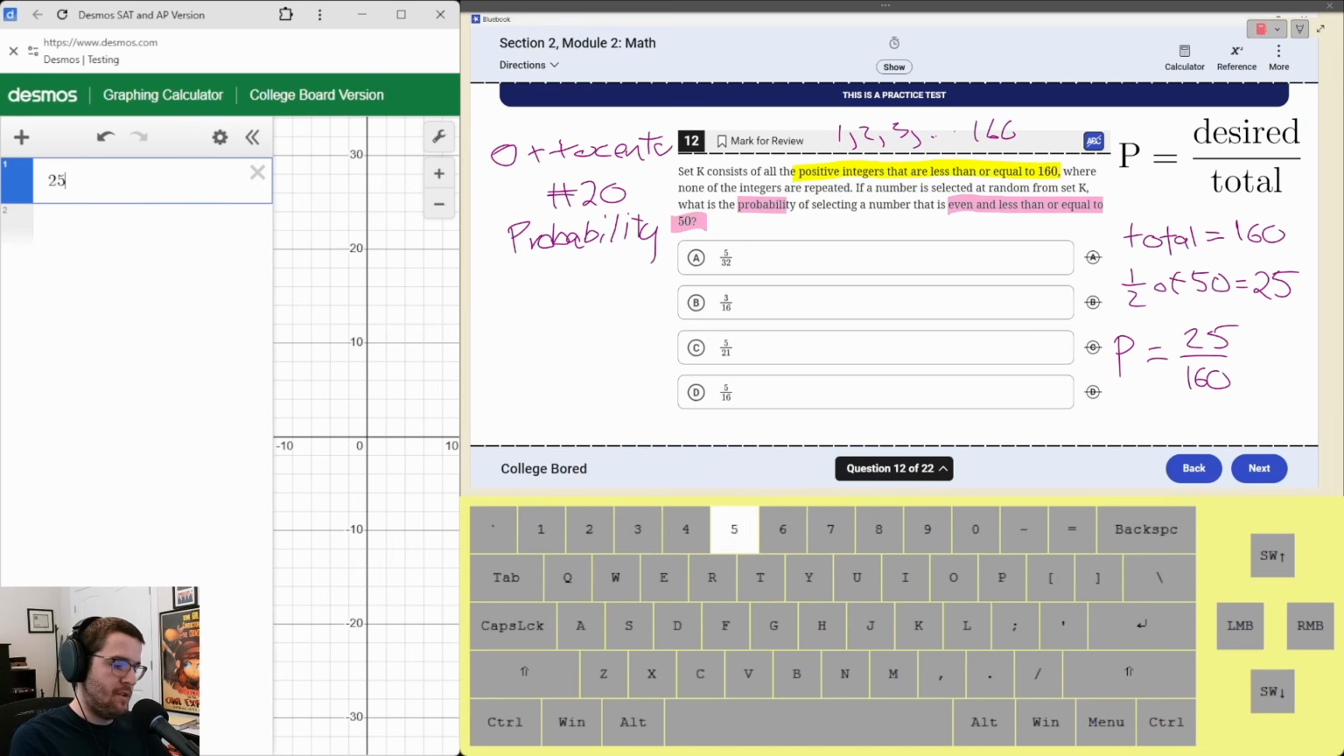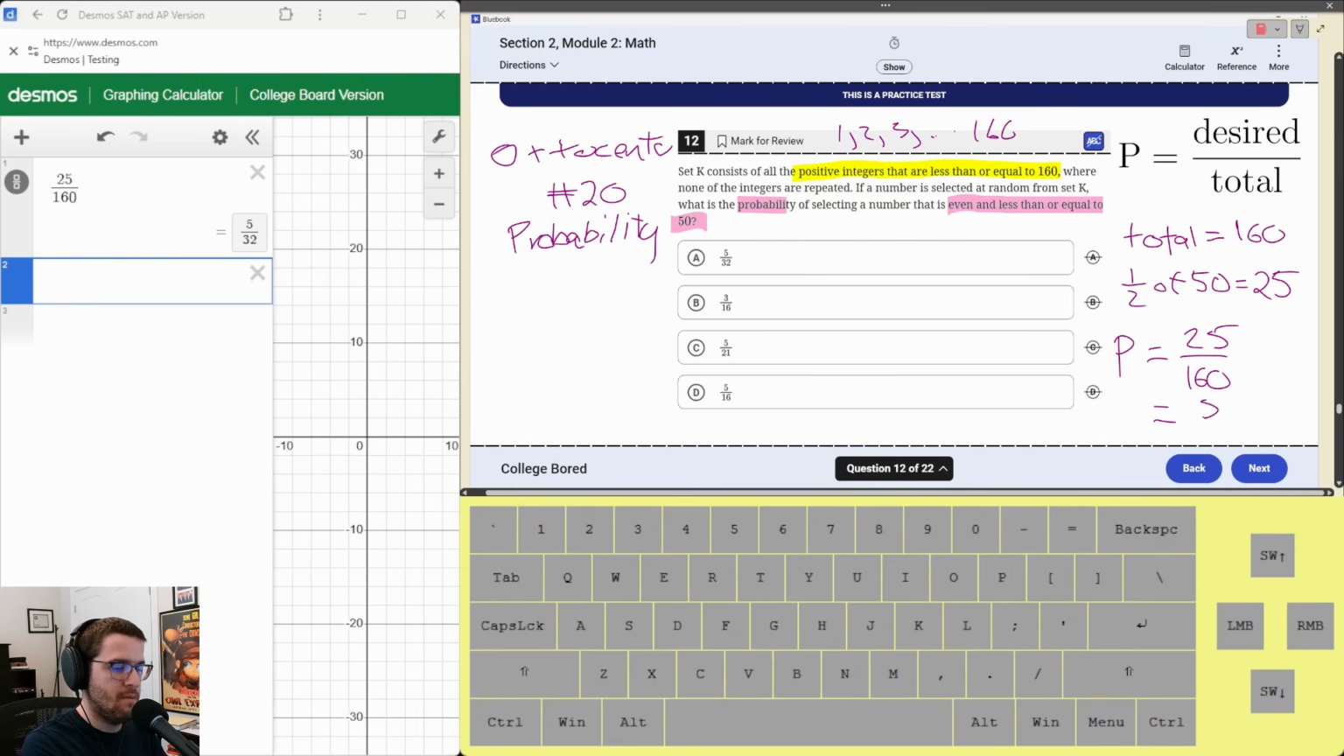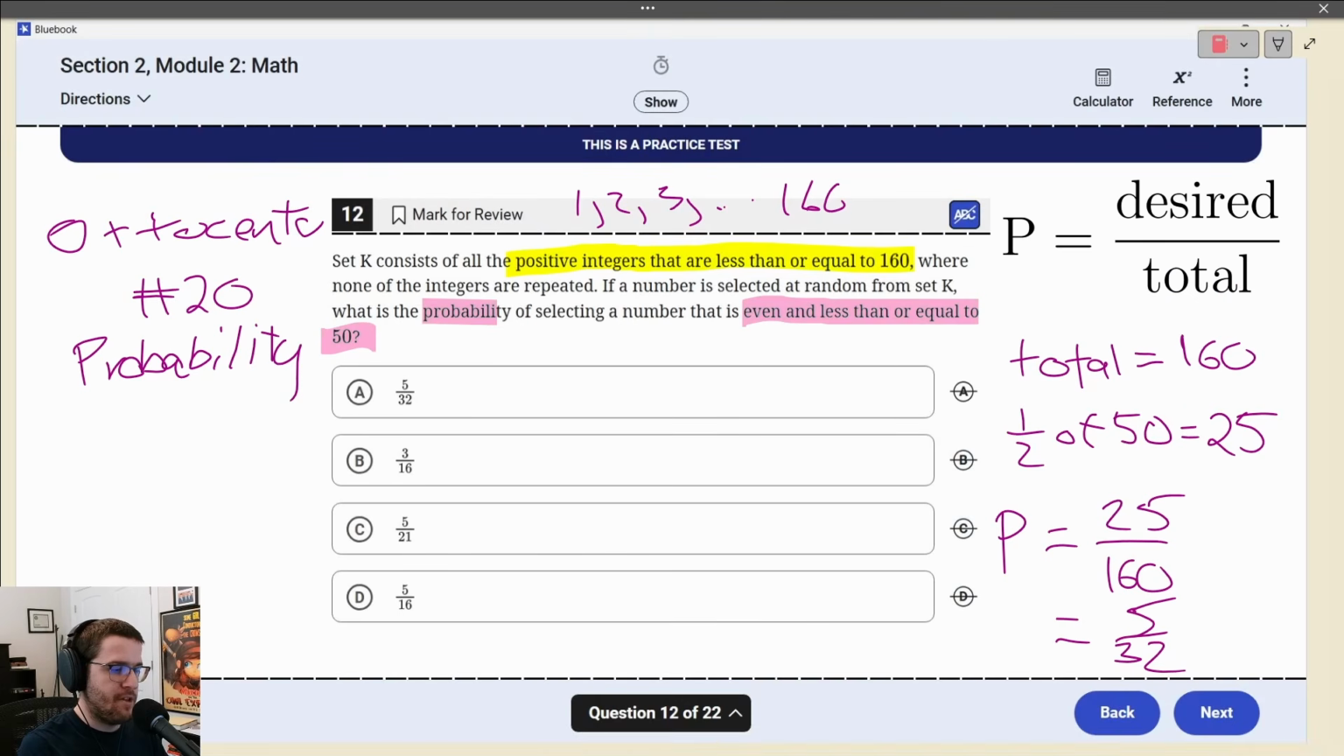All you do is type in the two numbers, 25/160, and then you click on this little fraction button here on the left. It's like a little circle. And we get 5 over 32. All right, coming back over here, that looks like choice A, which is the answer.